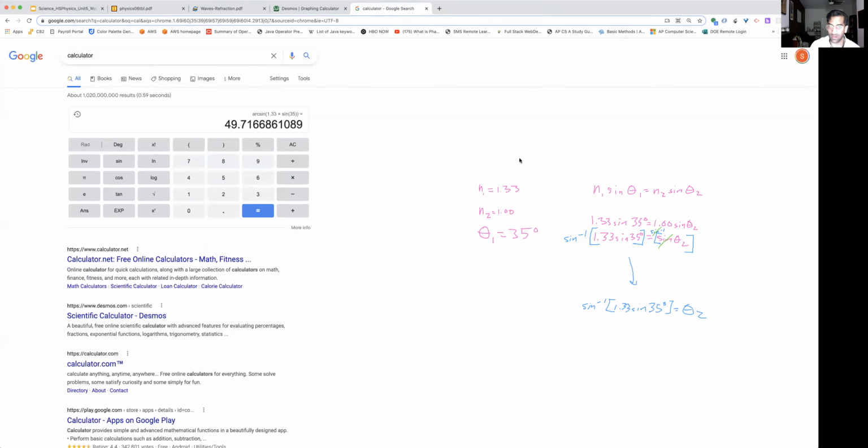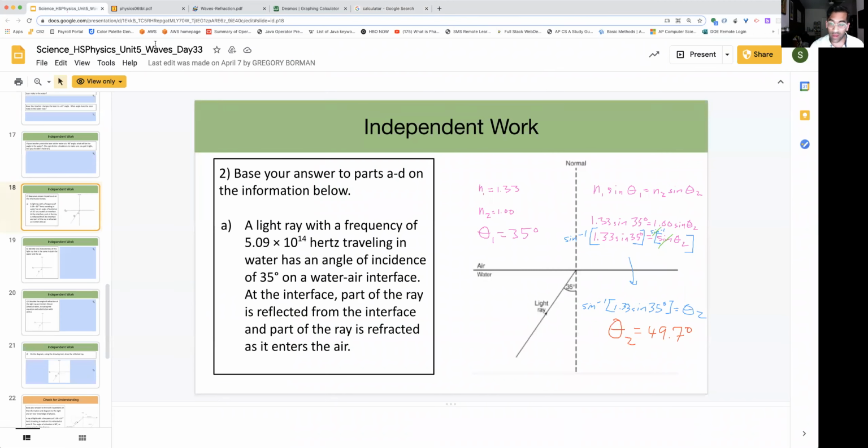So theta 2 is equal to 49.7 degrees. All right. So that will be our answer here. Okay. And then you could use the drawing tool to draw the angle of refraction. Okay. And that angle will be made with the normal.